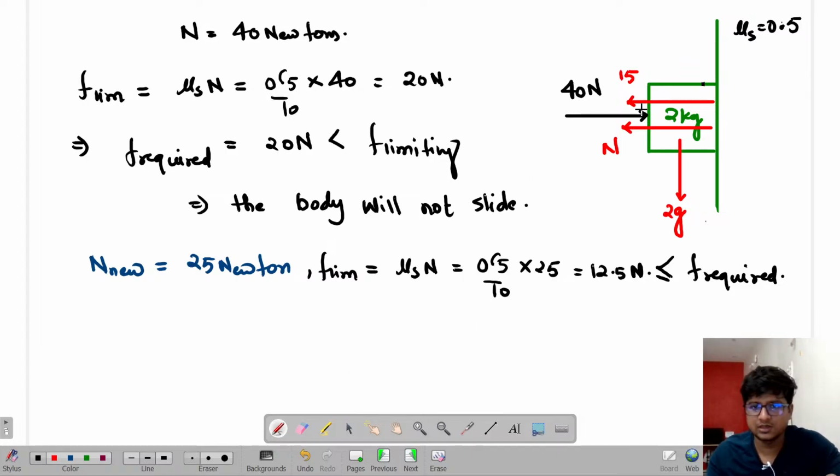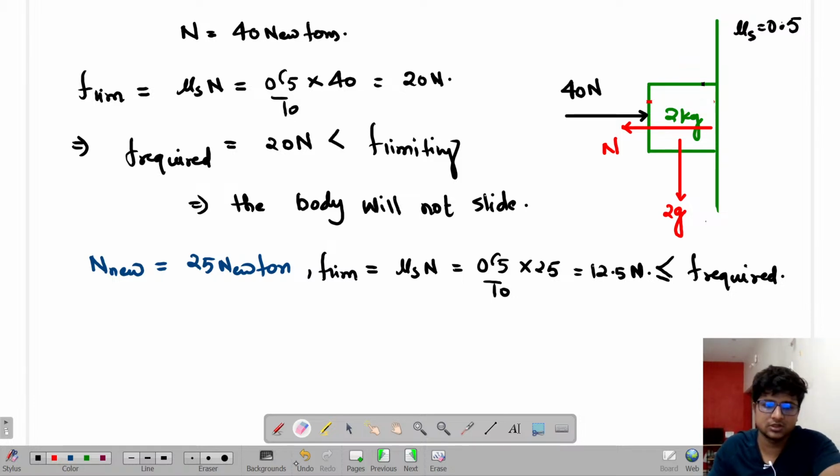This is 40, this is 15. Correct. In the horizontal, parallel to the wall. So this has become your 20 separately. Okay, if I suppose like this, that this one will not slide and this 15 Newton is in downward direction. Got it or not?